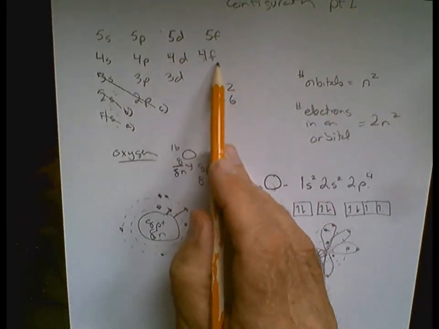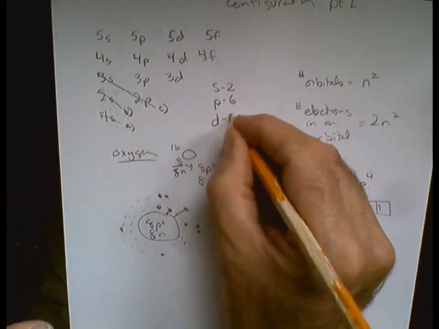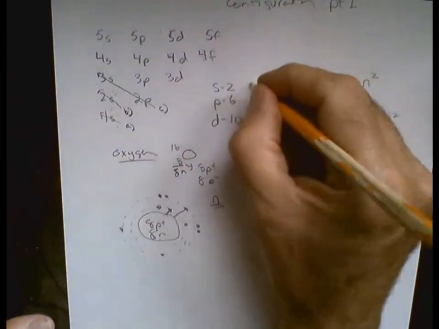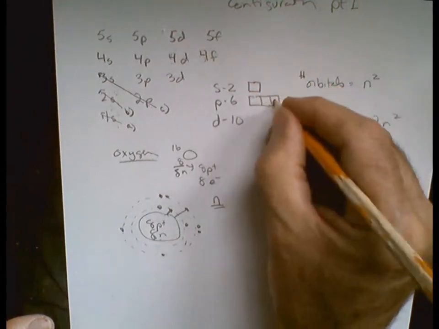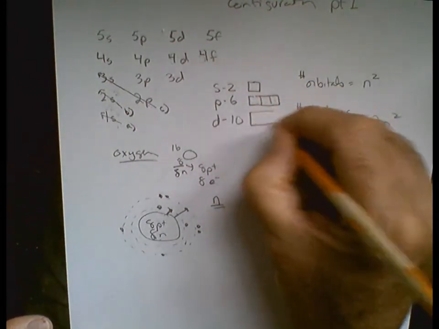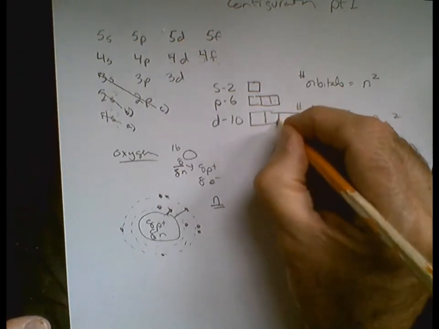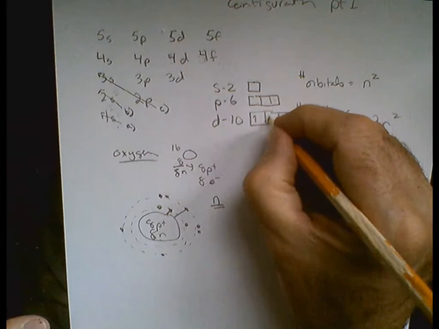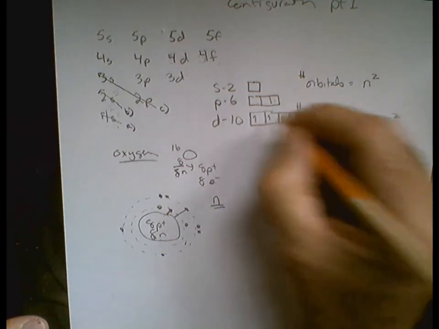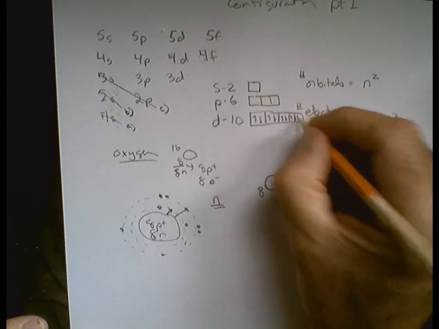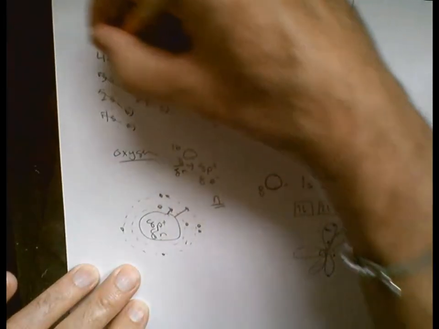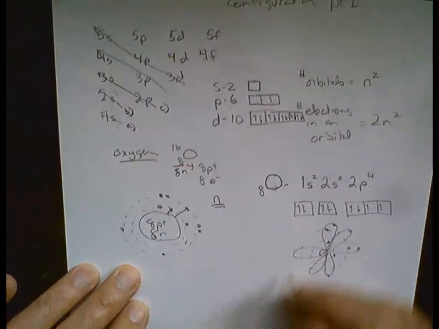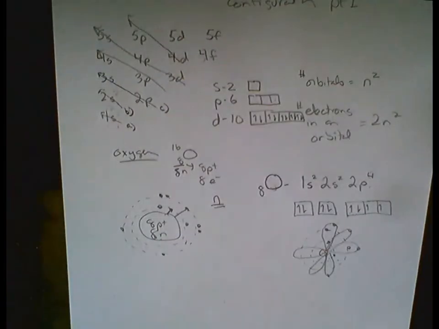Okay? Let's try something a little more complicated. We will not go to the F's. D's can hold 10 electrons. So where the P's have 3 sublevels, the D's have 5. So we could put a maximum of 10 electrons in here if we needed to in the D's. But we are not going to go to the F's, but your order of filling looks like this. Okay, so that's as far as we're going to take it right there.